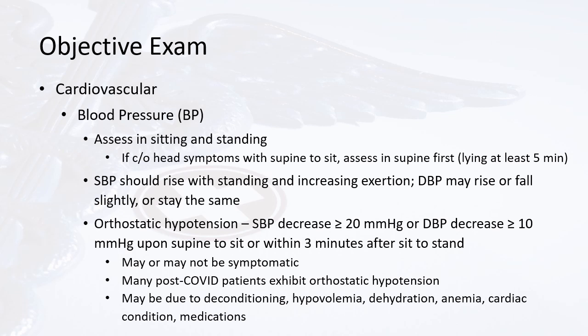Patients may also have orthostatic hypotension, which is defined as a systolic blood pressure decrease of at least 20 millimeters of mercury, or a diastolic decrease of at least 10 millimeters of mercury upon moving from supine to sit or within 3 minutes after moving from sit to stand. A patient may or may not be symptomatic, therefore it's important to have the blood pressure readings. Many patients after COVID have exhibited orthostatic hypotension, so this may not be uncommon. This may be due to deconditioning, hypovolemia, dehydration, anemia, their cardiac condition at baseline, or any medications that they're taking.